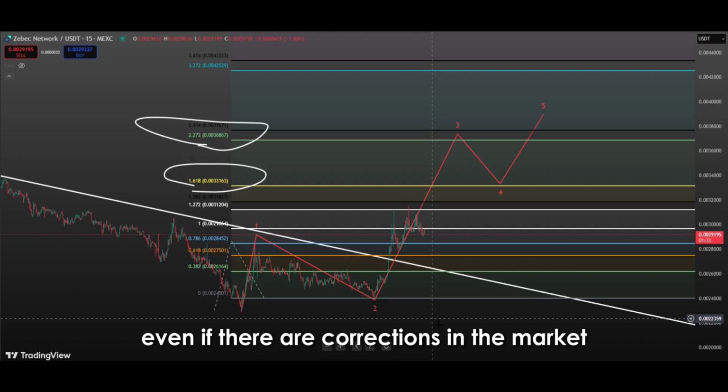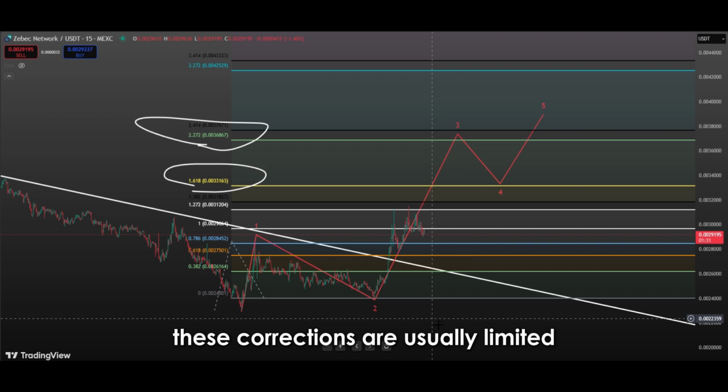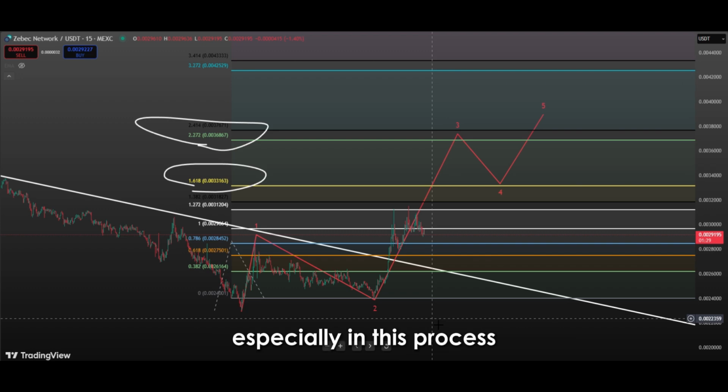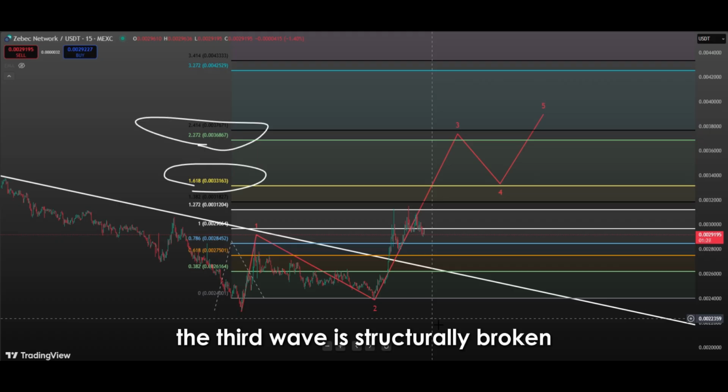These levels are not only numbers, but also psychological barriers that subconsciously guide investors' buying or selling behavior. Even if there are corrections in the market during the third wave reaching Fibonacci targets, these corrections are usually limited and are usually followed by new highs. Especially in this process, investors should be careful not to close below the low of the second wave, because if this level is crossed, the third wave is structurally broken and the pattern becomes invalid.